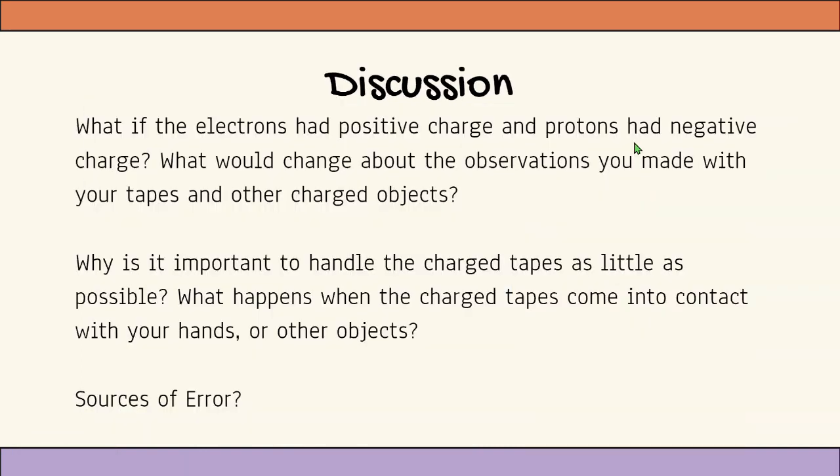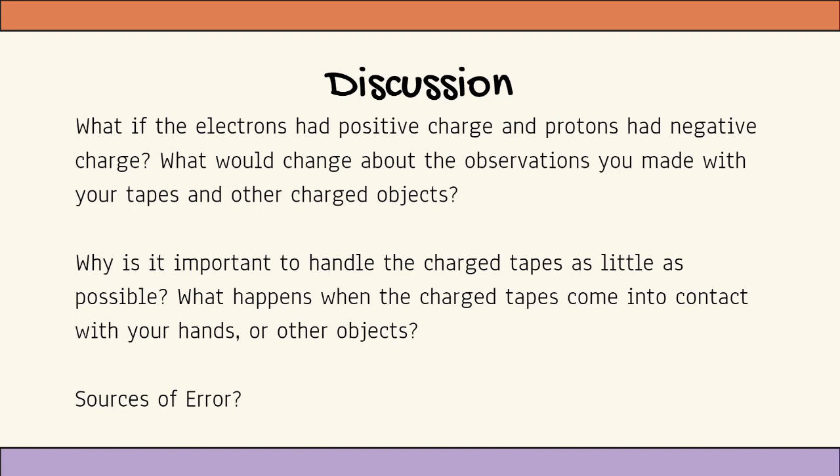So what if the electrons had positive charge and the protons had negative charge? It wouldn't change the observations we made because whether or not the charge is negative or positive, like charges repel and opposite charges attract. The tape would instead be negatively charged.